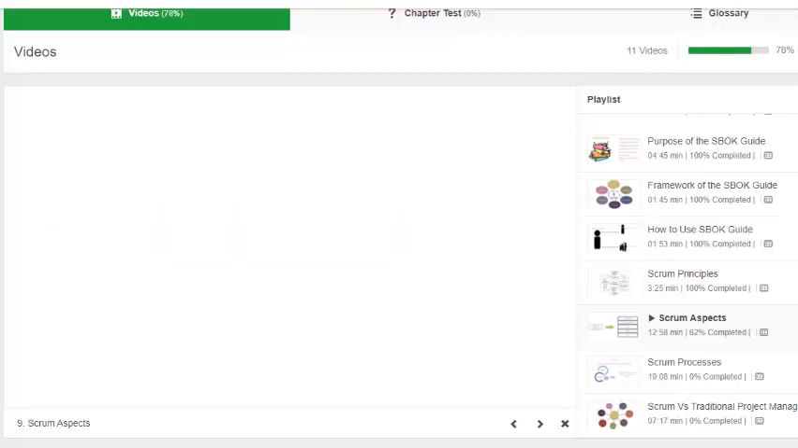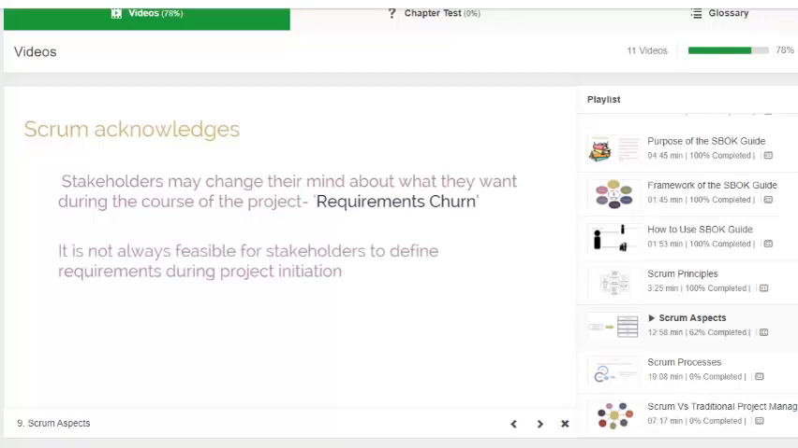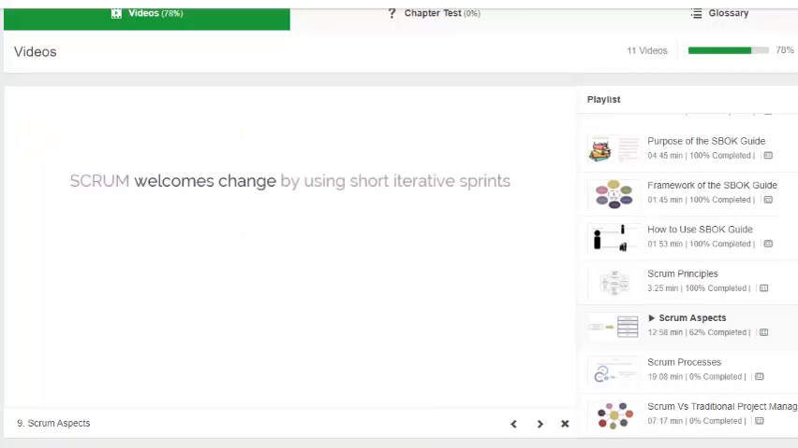A primary principle of Scrum is its acknowledgement of the following. First, stakeholders, for example, customers, users, and sponsors, change their minds about what they want and need throughout a project, which is sometimes referred to as requirements churn. Second, it is very difficult, if not impossible, for stakeholders to define all requirements during project initiation. Scrum projects welcome change by using short, iterative sprints that incorporate customer feedback on each sprint's deliverables.